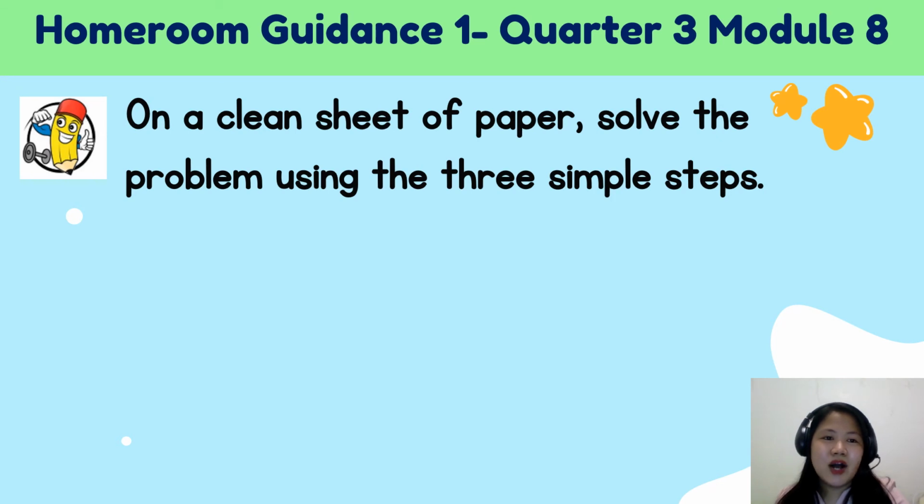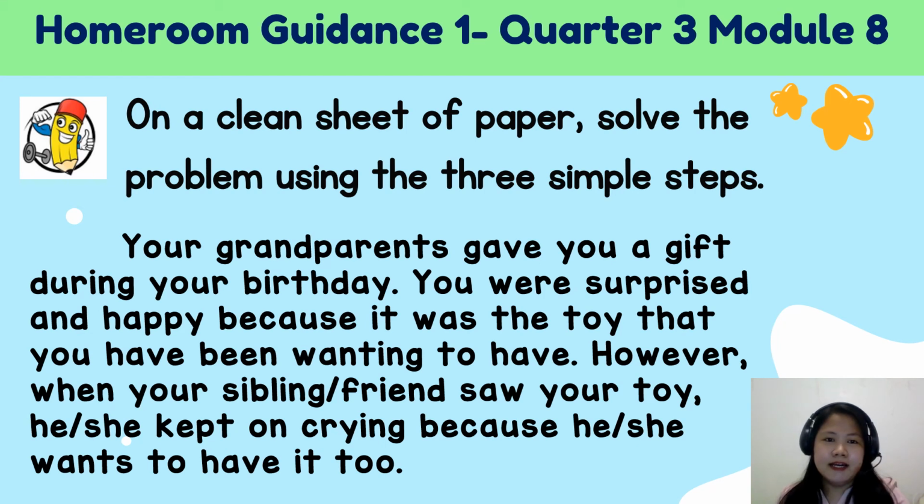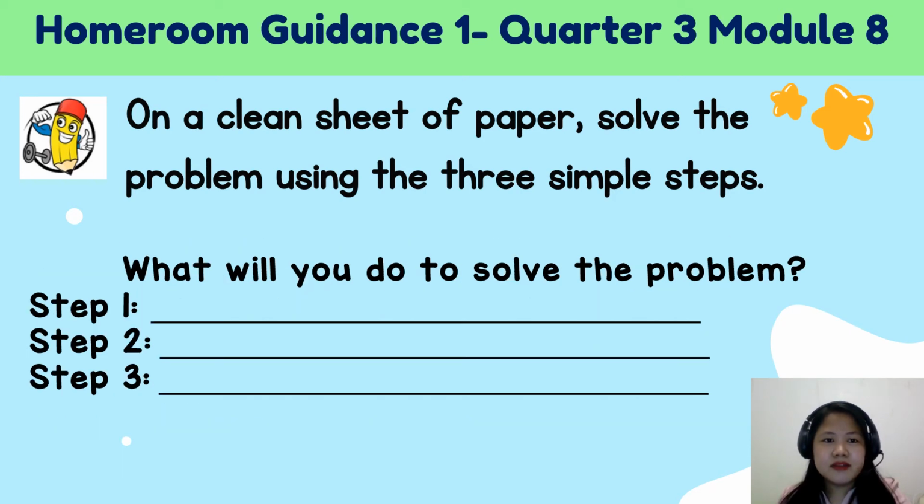For our activity, on a clean sheet of paper, solve the problem using the three simple steps. Okay, here is our problem. Your grandparents gave you a gift during your birthday. You were surprised and happy because it was the toy that you've been wanting to have. However, when your sibling or friend saw your toy, he or she kept on crying because he or she wants to have it too. So, what will you do to solve the problem?